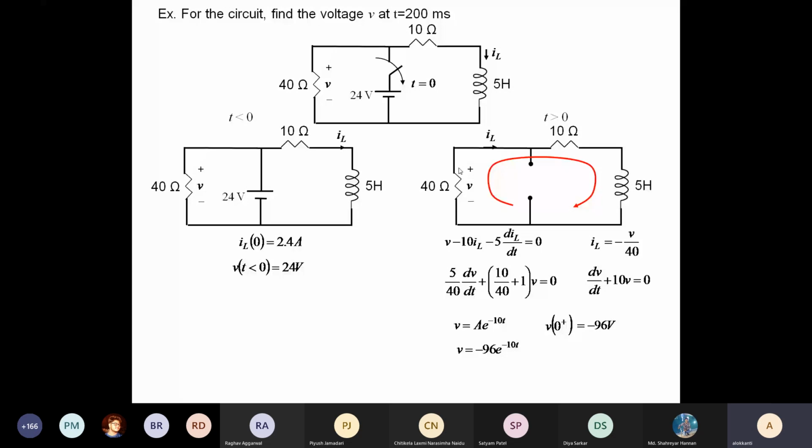Is this clear? Sir, I did not understand how minus 96 comes in. See the polarity of V on the left circuit. It is assumed positive at the top, so it is plus 24 volts. But in the right circuit, though we keep the same polarity, the current is going in the opposite direction, so it is basically minus 96 volts. The current is in the opposite direction because we are choosing the top terminal as the plus and the bottom terminal as the minus.